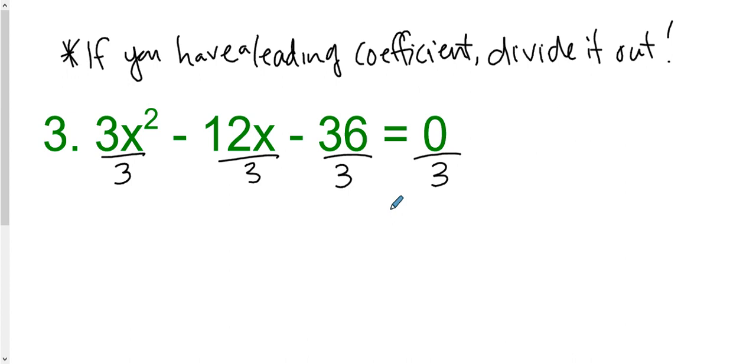This is similar to taking the GCF, but I'm just getting rid of the 3. I'm dividing both sides by 3. I can do that. That's fine. This is going to give me x squared minus 4x minus 12 equals 0.